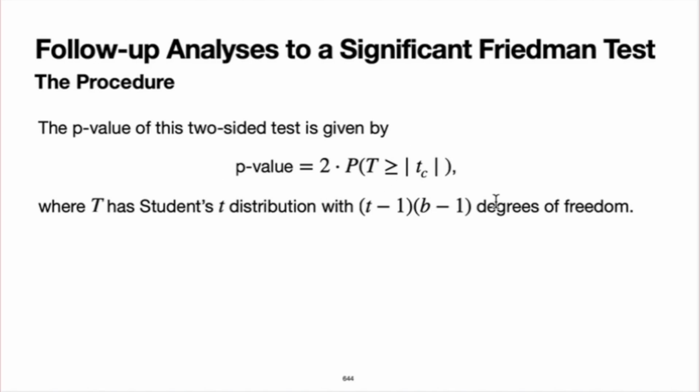So again, the formula for this p-value should look very familiar to you at this time because, for example, that's the same format as the p-value for, let's say, the Kruskal-Wallis test, and also for two-sided t-tests in general.